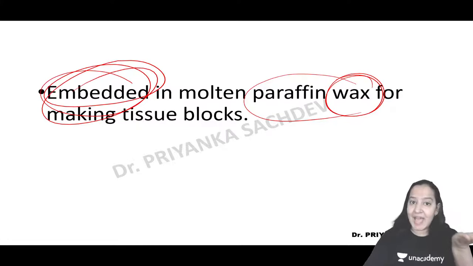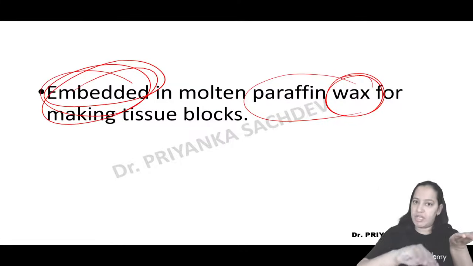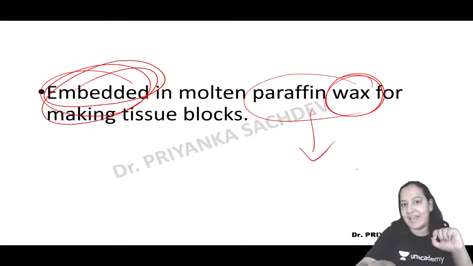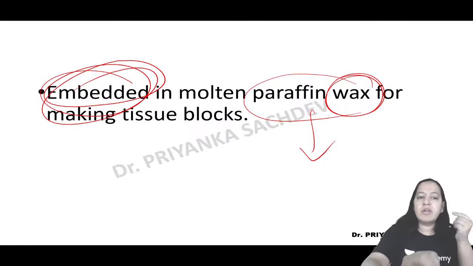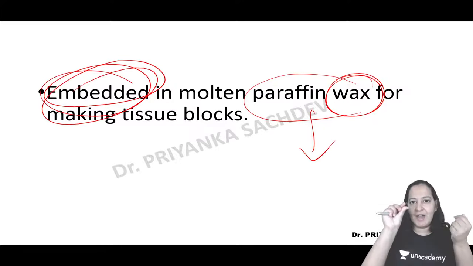Done. So we need an agent in which we will put our tissue. The background is wax, in which we cut it. We cannot cut the tissue directly, because the tissue is thick now, 2 or 3 cm.